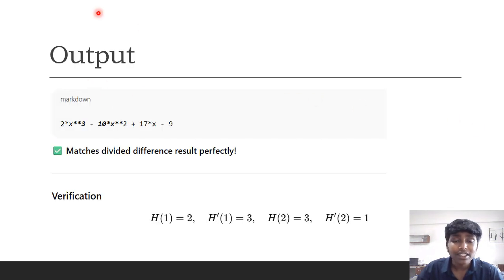And we can see the output here. This is 2x cube minus 10x square plus 17x minus 9, which we got as the output by the normal method also. And the verification is also given by the code. In this way we are able to calculate the Hermite interpolation polynomial.